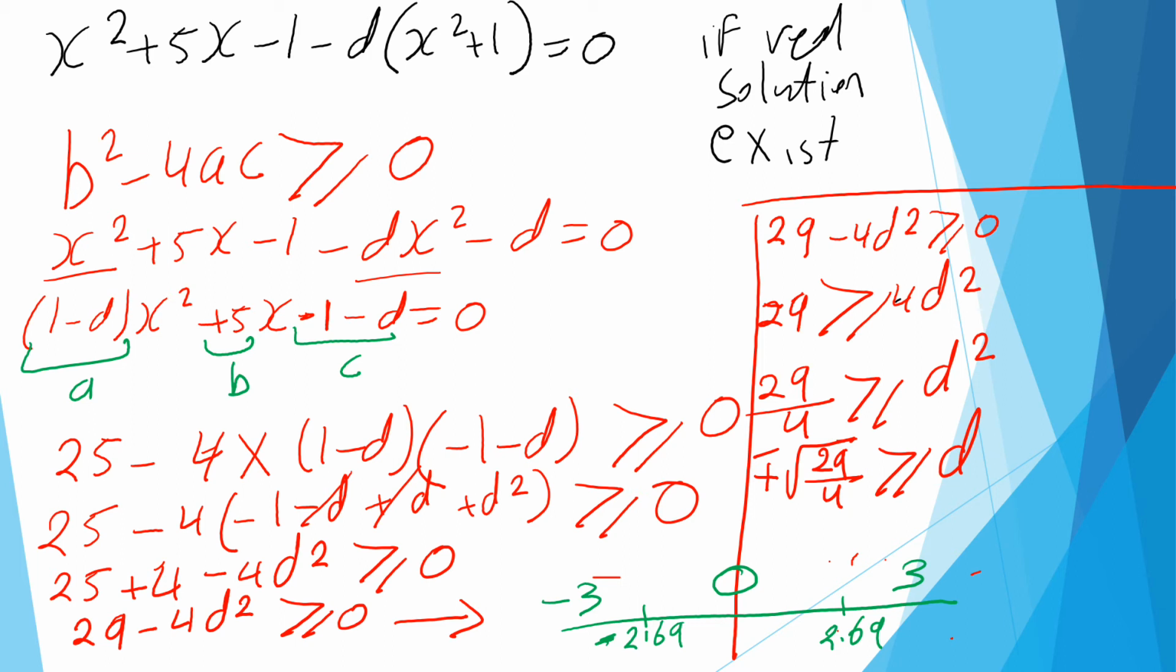So if we have the 3 positive, obviously 4 times 9 is 36, it's bigger, so that gives me a negative value in here. And then the negative 3 doesn't matter, it still gives me a negative value in here. The 0 gives me a positive value. Now we want this value to be greater than or equal to 0, so we're only looking at the positive range, which is here. And that's why your final answer, d, is greater than negative 2.69 and less than 2.69. So this is the range of values of d.